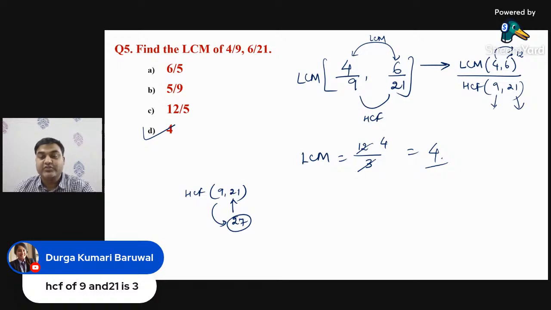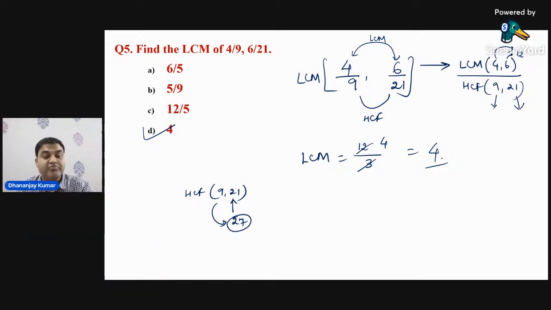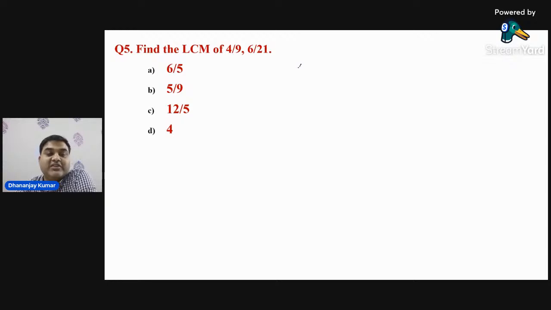Okay. Yes. So HCF of 9. Thank you, Durga. Hope you understood. 9 3s are 27. So you understood how to do this in the easiest method. I'll show you once again. 4 by 9 it is. 6 by 21 it is.